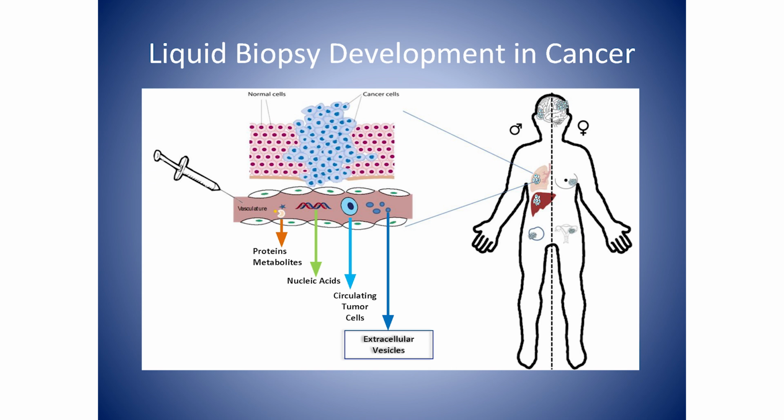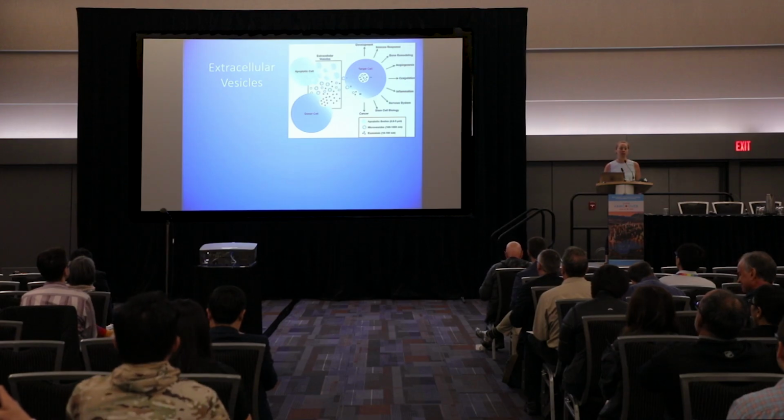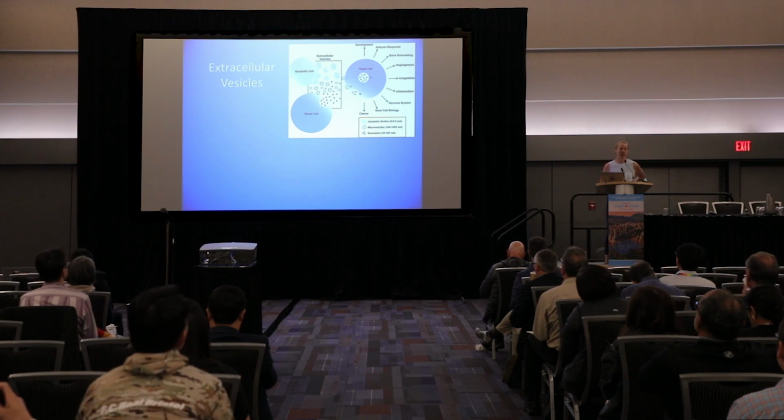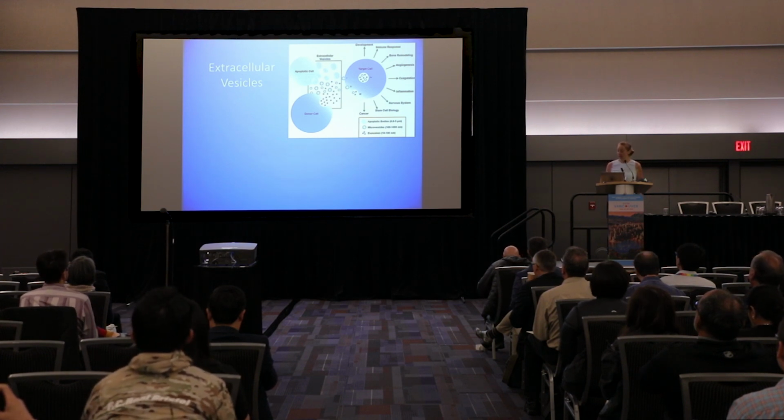So what are these extracellular vesicles? Extracellular vesicles are released from pretty much every single cell within your body. So it's not that just cancer cells release them. Most of the cells within your body will release extracellular vesicles. And what you can see is that they are composed of different groups.